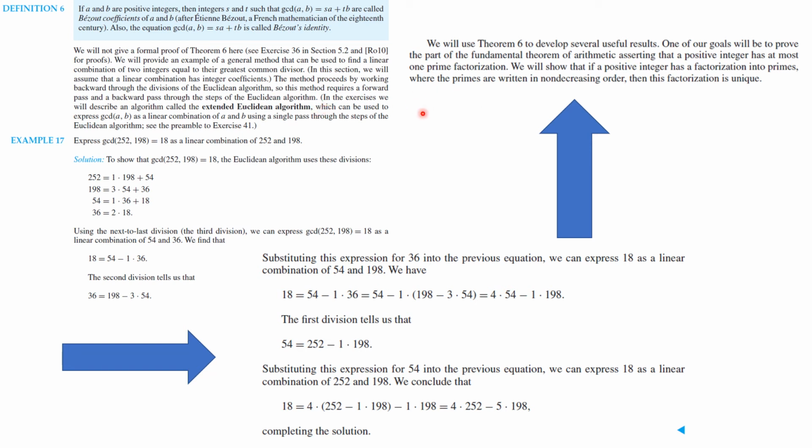Now we're going to use this frequently to develop several results. Yes, in encryption we use this. One of the things we're going to do in the short term is prove part of the fundamental theorem of arithmetic, which asserts that a positive integer has at most one prime factorization. Notice that this says at most one. That means it doesn't have more than one, but that doesn't say it has exactly one, and that's the part of the proof that we'll be doing later. But here, if we write the primes in decreasing order, then the factorization is unique. So this shows if there's a factorization, then it is unique.